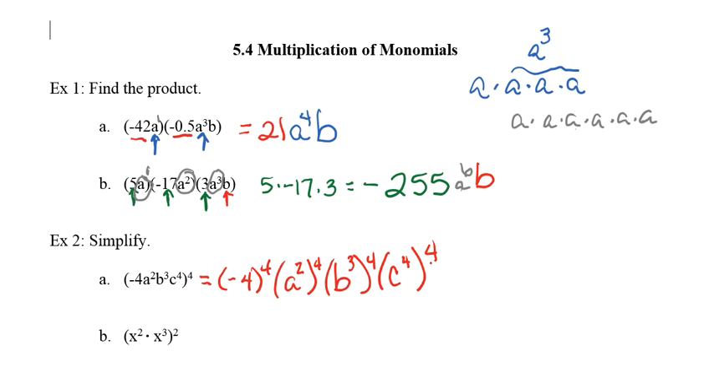Negative 4 to the fourth is 256, so that is saying do negative 4 times negative 4 times negative 4 times negative 4. I get 256.